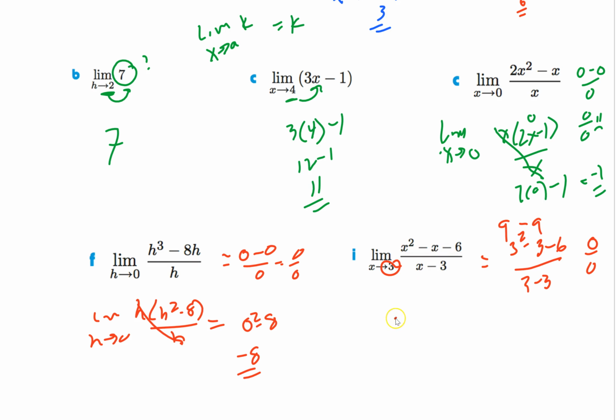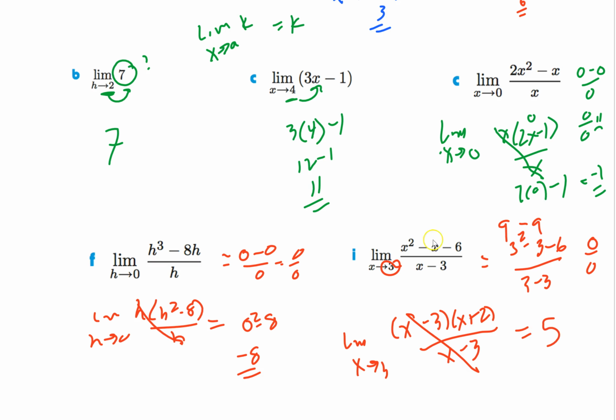Let's factor this. The top is x minus 3, x plus 2, over x minus 3, as the limit as x approaches 3. These cancel, plug the 3 in, and you get 5.